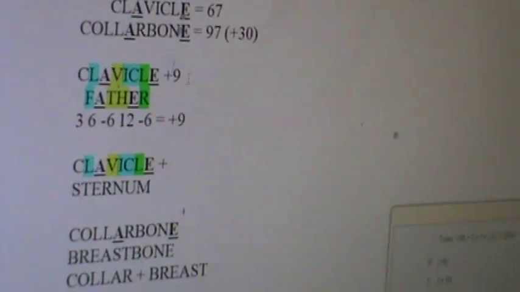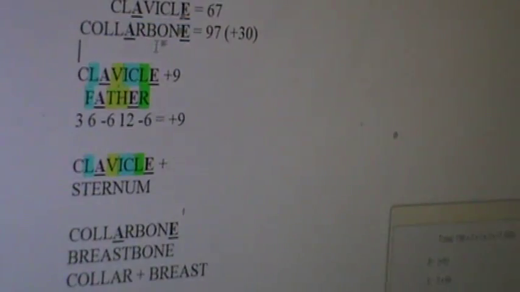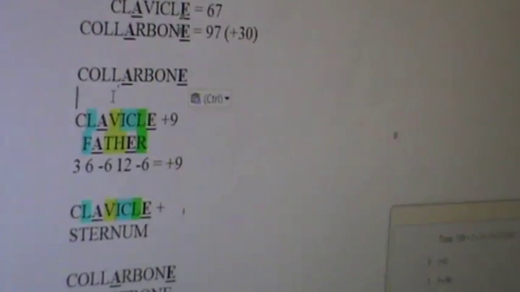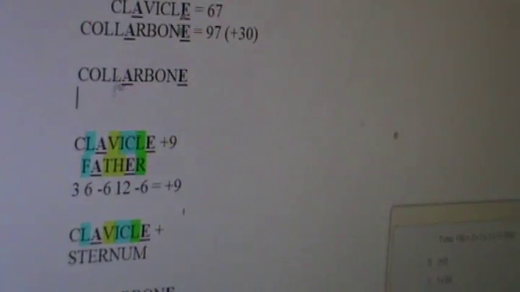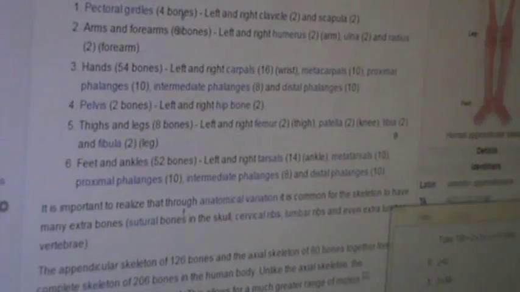And so I believe collarbone and clavicle declare the person of the Father, and the sternum and the breastbone declare the person of the Son, the Christ. Let's dig in.